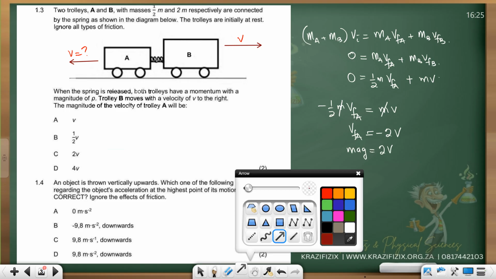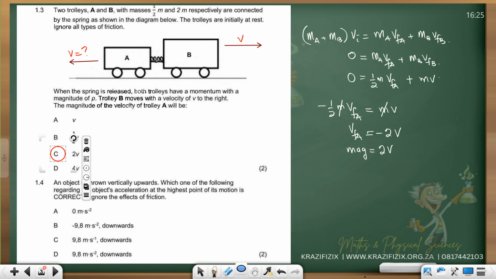You're just doing things normally. We're not guessing answers. The answers will come out. So you just do your normal momentum and get your answer.